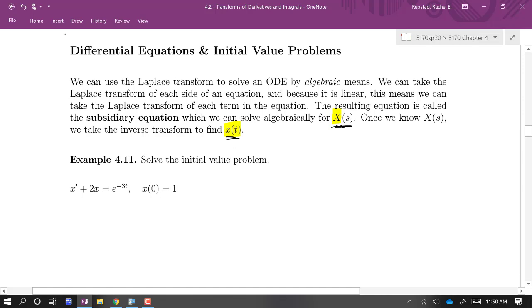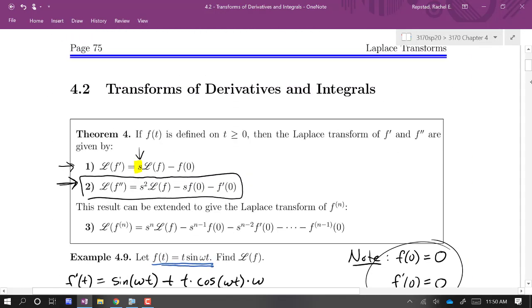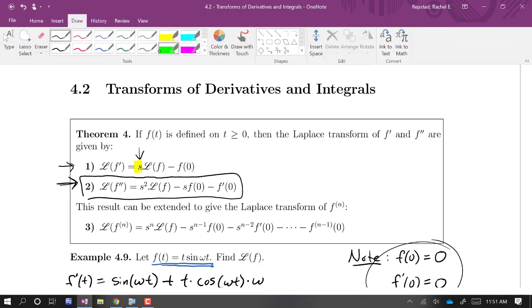So here's an example. x prime plus 2x equals e to the negative 3t. We do have other means to solve this. It is a linear differential equation. We could find the characteristic equation and homogeneous solution and use the forcing function and those other means. But in this case, let's just take the transform of each side. So the transform of x prime, let's go back to this formula at the beginning. We're going to use this formula right here.